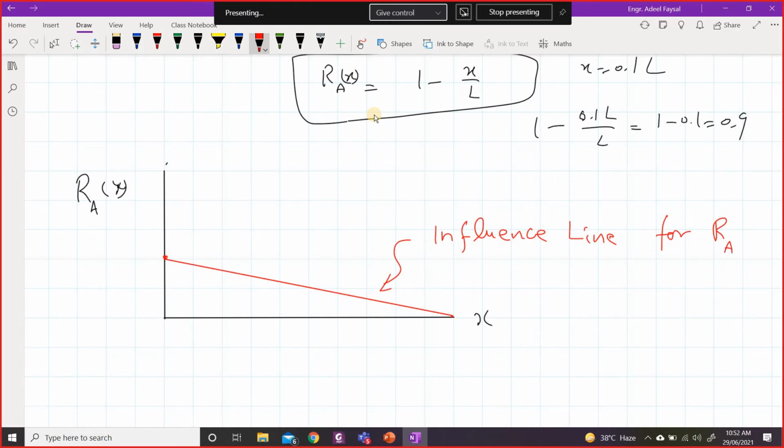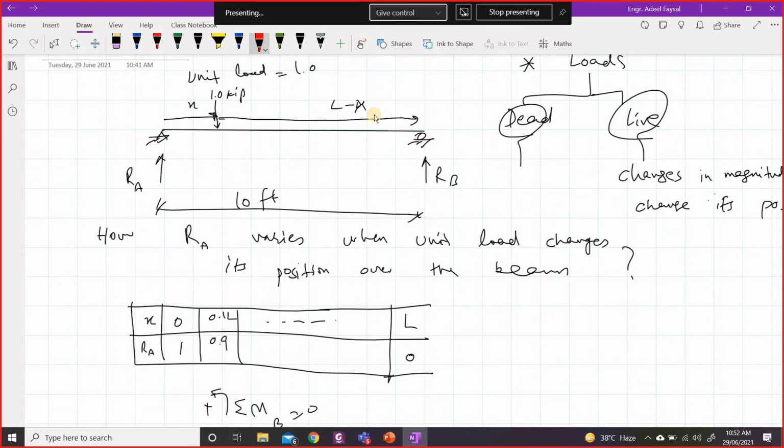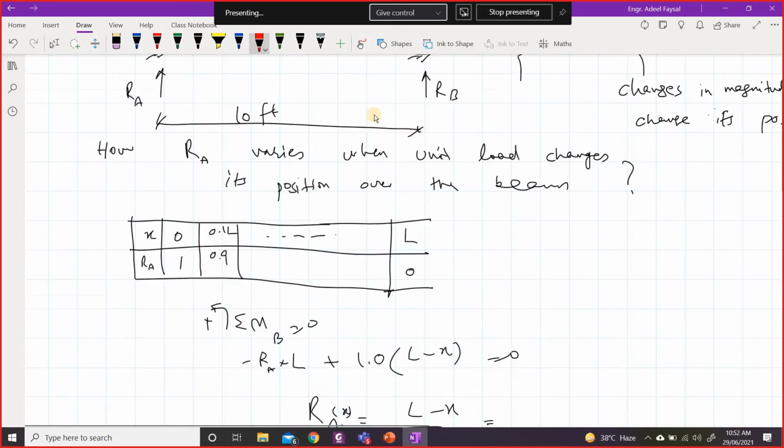So what does an influence line actually tell you? It tells you how a particular load effect, in this case the reaction at A is our load effect, varies as we place the live load along different positions on the beam.